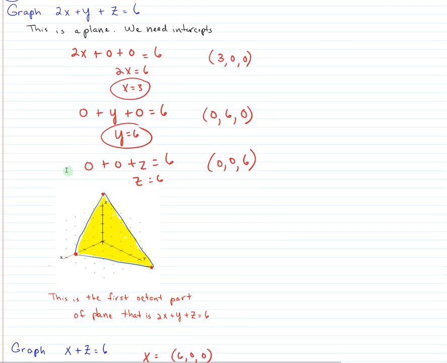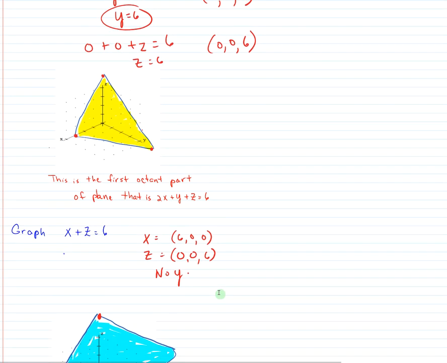And we come down to the grid, and we go to 3 on the x, put a dot. 6 on the y, put a dot, and 6 on the z. Connect those and shade them. So that's like a plane, like a piece of glass that's going right through there. That is the first octant part of a plane that is described by that.